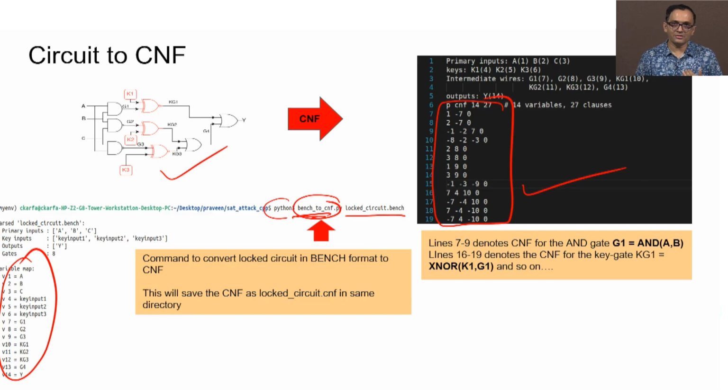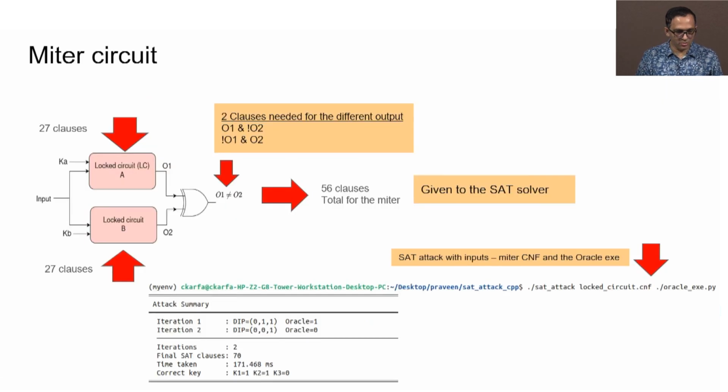And it is not only doing this. If you remember the SAT attack, what it does is create a miter circuit. How do I formulate this problem as a SAT problem? That I have discussed in the previous class.